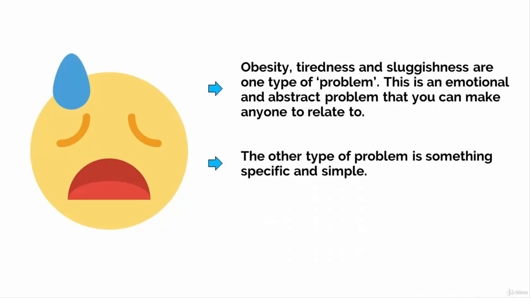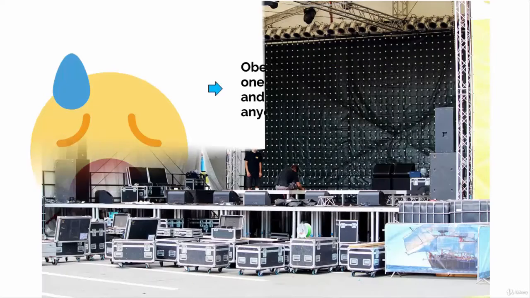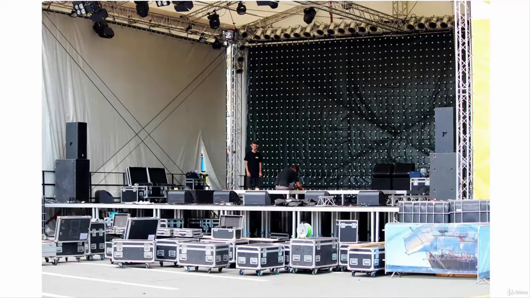The other type of problem is something specific and simple. For instance, if you're selling an ebook on stage lighting, as we discussed earlier, then you would look for a very specific and simple problem in this niche. Perhaps people struggle to afford the stage lighting equipment they need. Maybe the lights keep falling over. I'm not an expert in this field, and that's why it's not a niche that I would choose. Remember, we discussed picking a field you're familiar with.